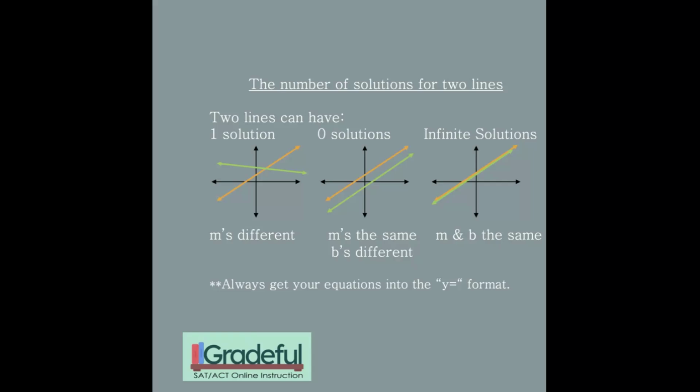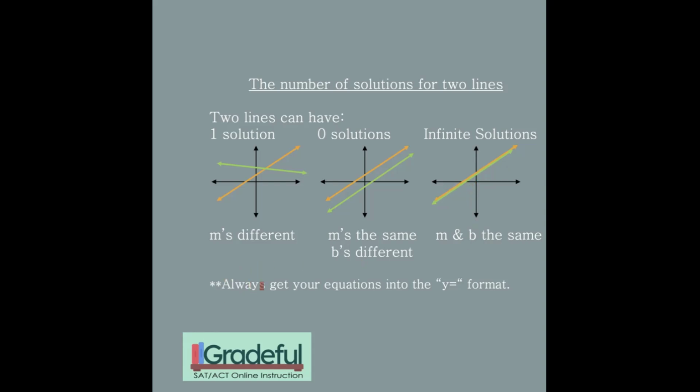The number of solutions for two lines is a reference to the idea that two lines can hit once, never, or all the time. If they hit once, that's one solution, and that happens because the slopes are different. That's why they're hitting. If there are no solutions, they're never hitting. That would happen if the slopes were the same and the y-intercepts were different. If there are infinite solutions, that means the slopes and the y-intercepts are both the same. That's why they're really the same line as each other.